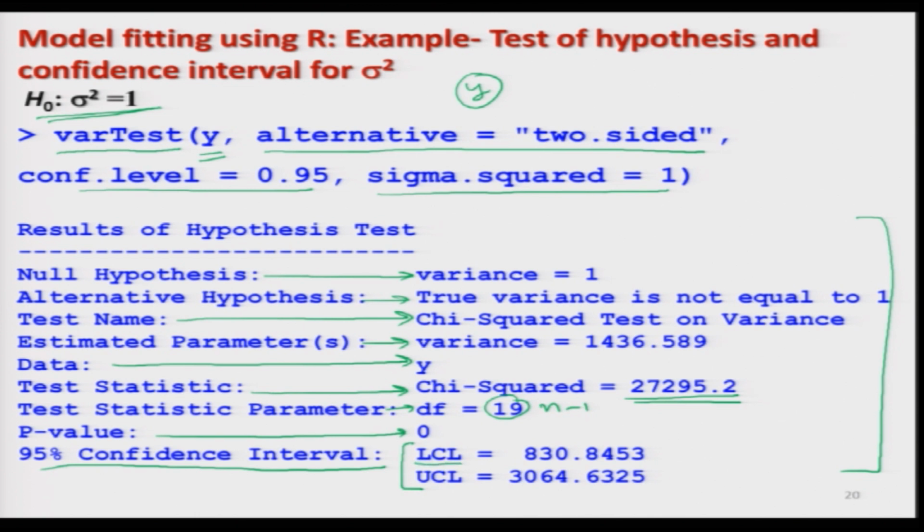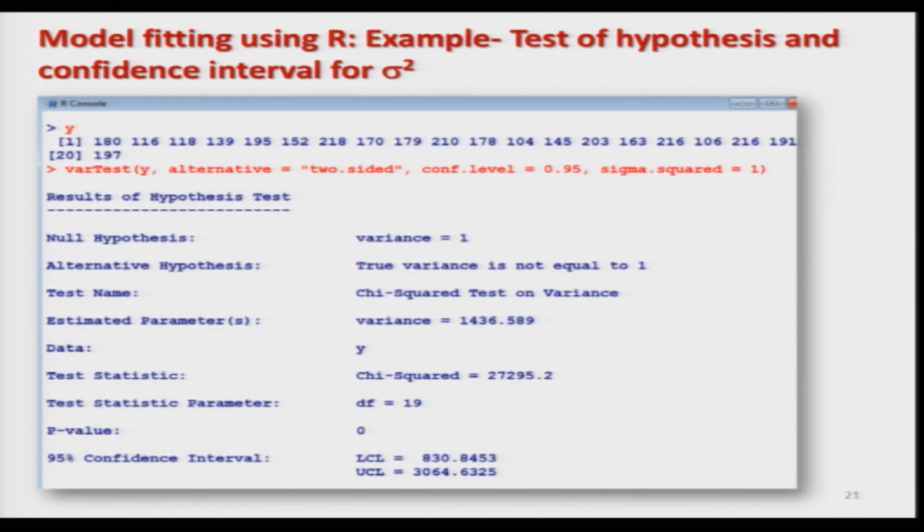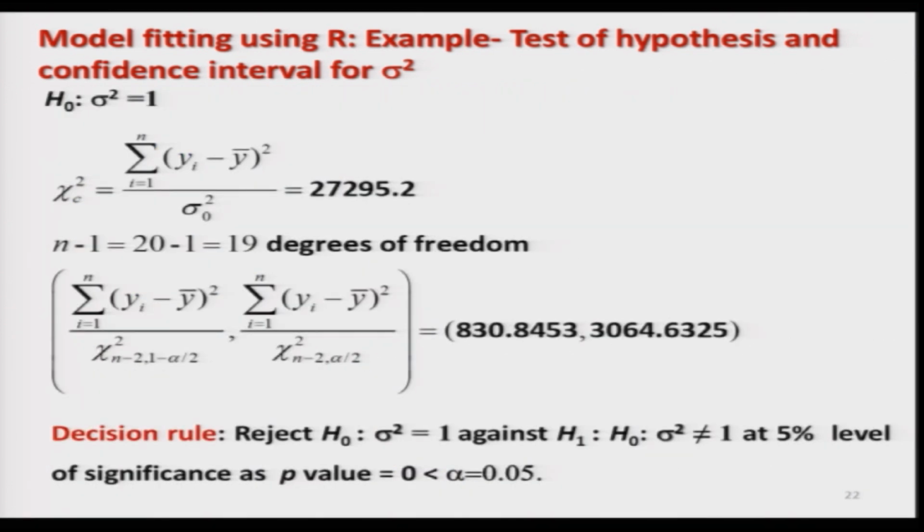The lower confidence limit is 830.8453 and the upper confidence limit, this is UCL, is 3064.6325. And then here is the screenshot of the same thing that I have shown you, and now based on that you can take a conclusion. How?